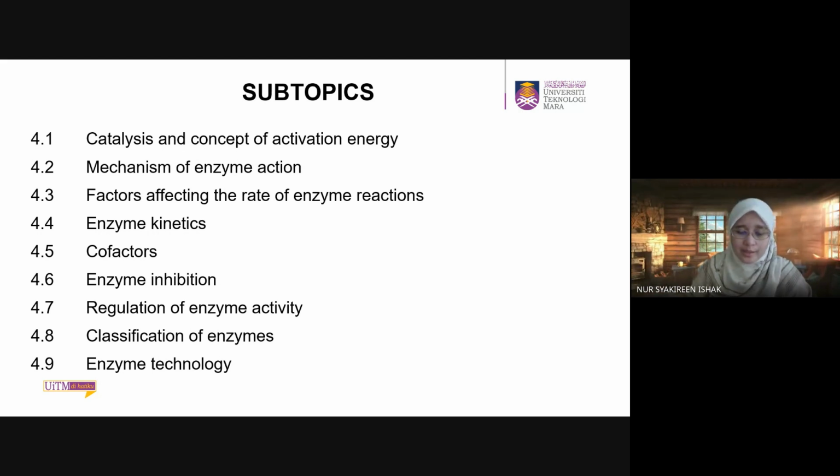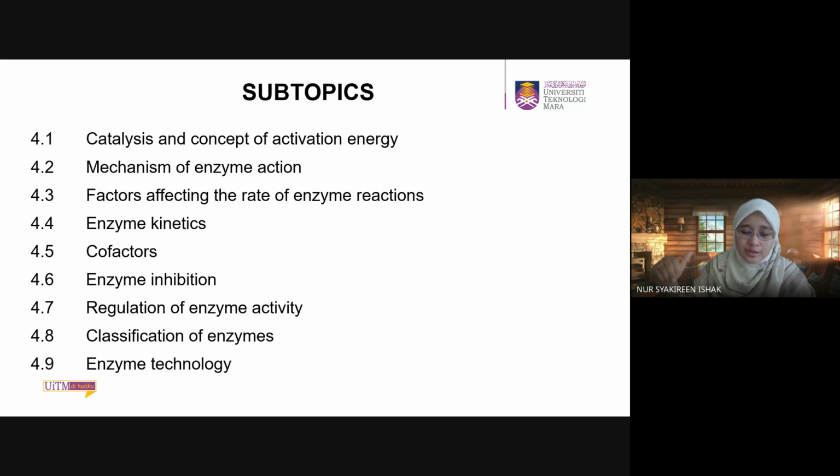Okay, and then cofactors. So cofactors, for example, are molecules or ions that aid in the enzyme reaction. Okay, so the cofactors, for example, will sit or bind in the active site of the enzyme, and can cause the enzyme, for example, to be activated. So once the enzyme is activated, the reaction can occur. So cofactors help the enzyme reactions to catalyze chemical reactions.